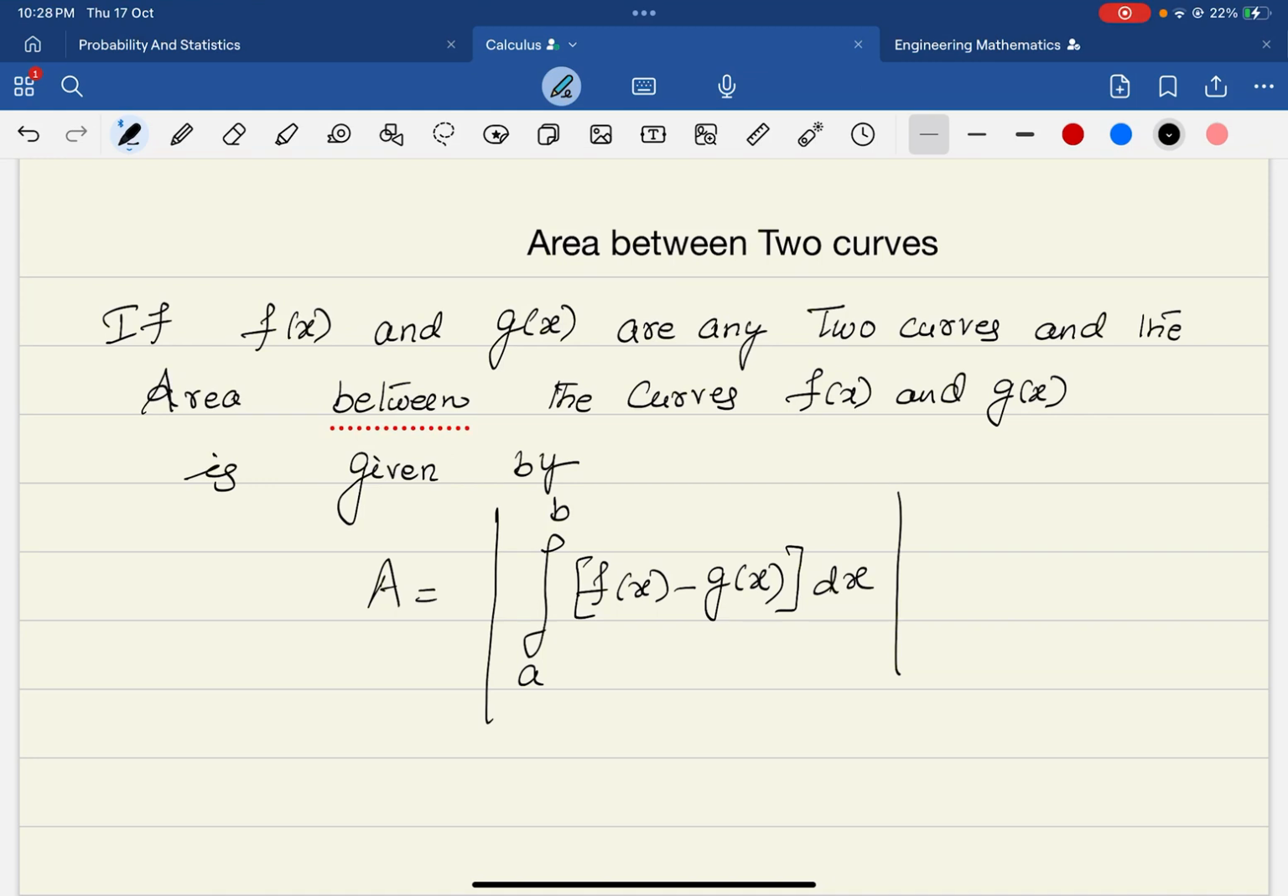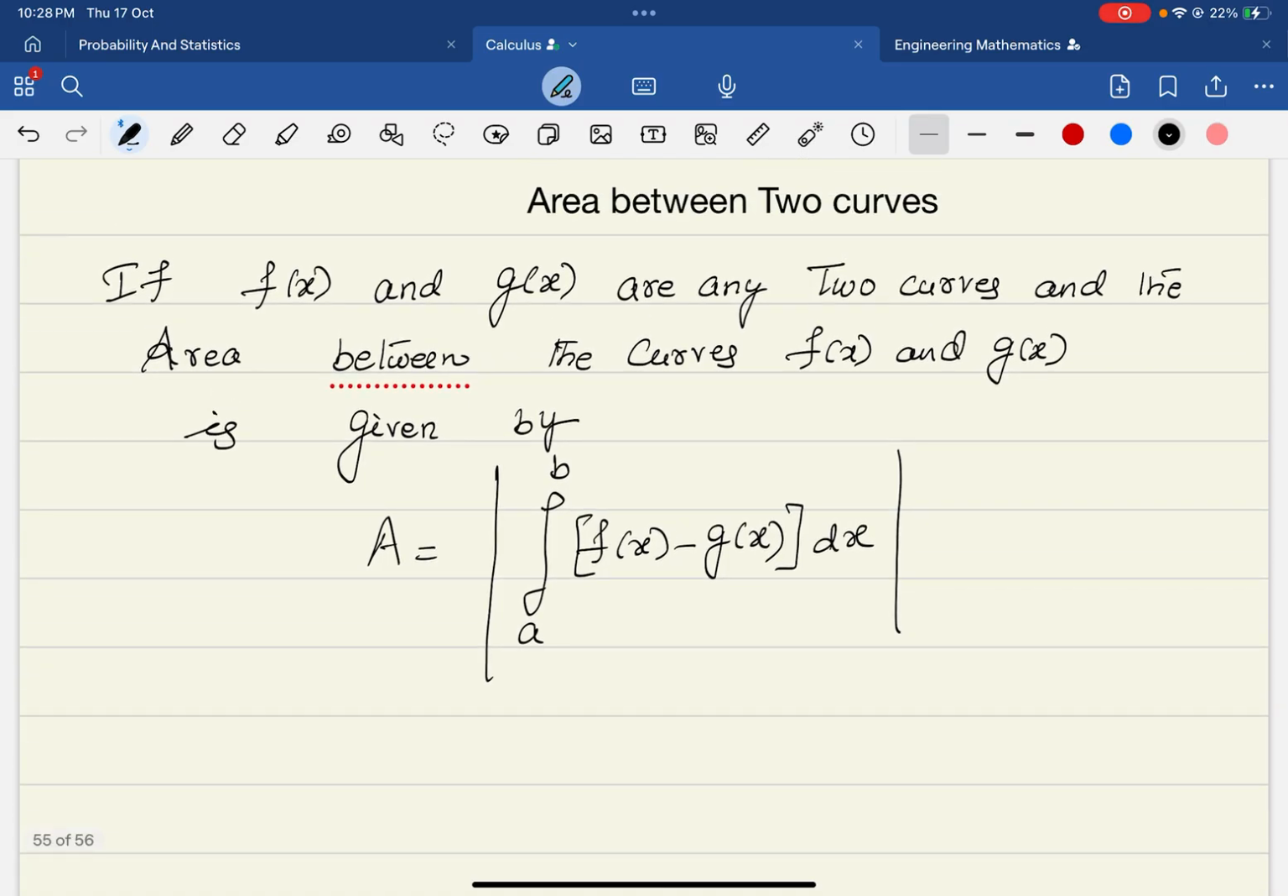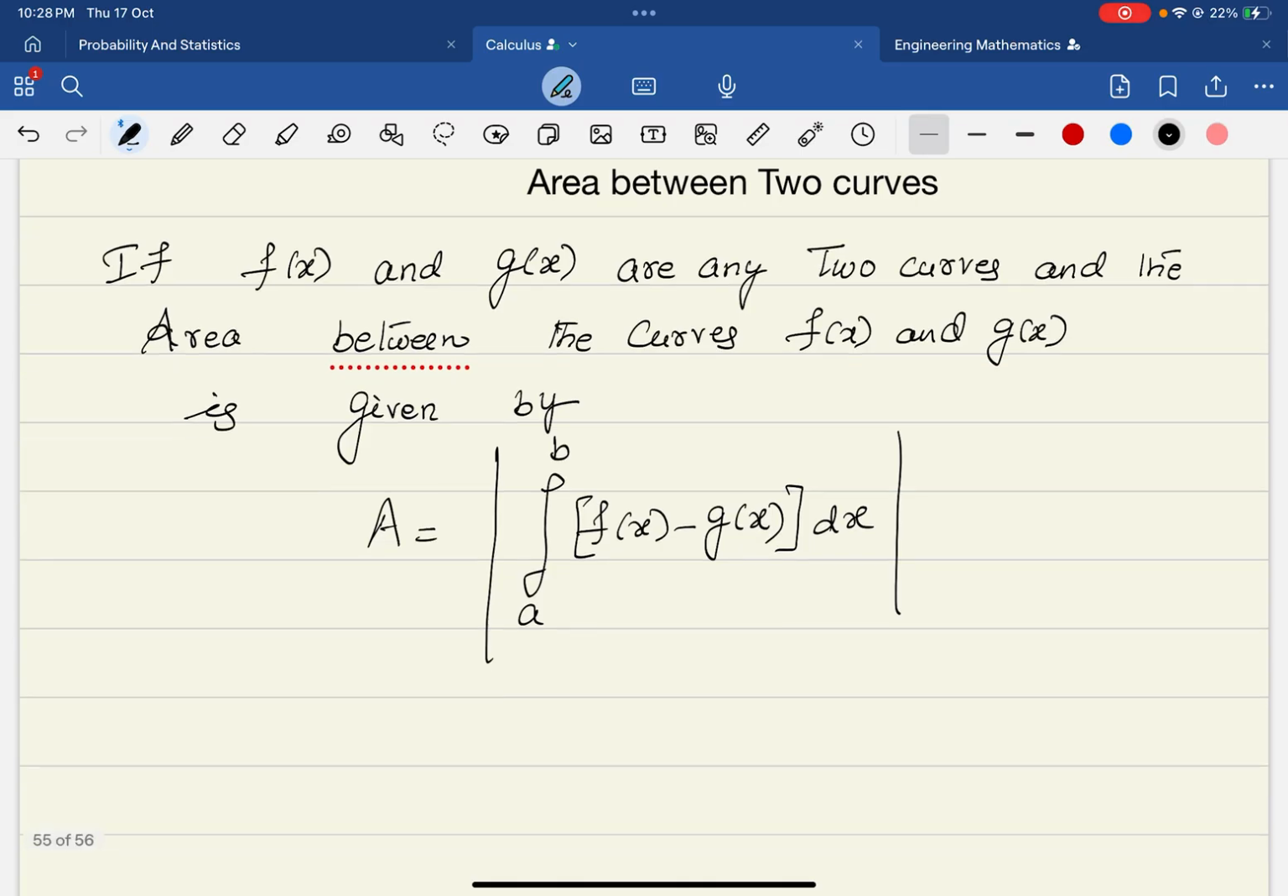In today's lecture, I am going to do the area between two curves. In the previous lecture, we have done the area between a curve and the x-axis. In the applications of integration, we are doing the second part. It is how to find the area between any two curves.